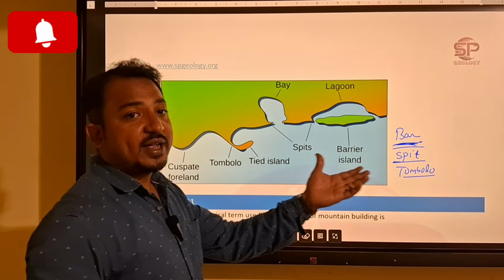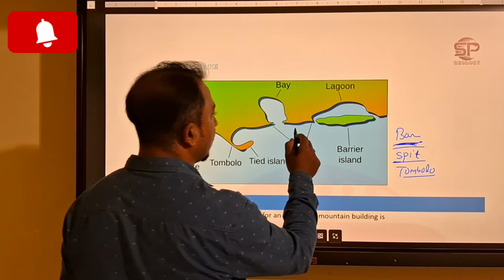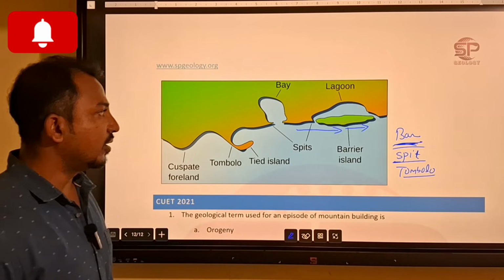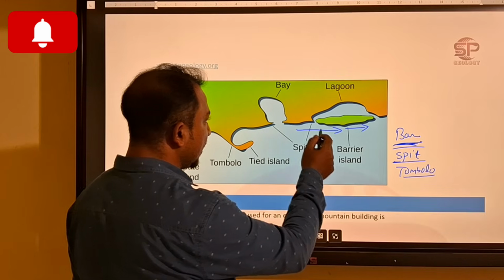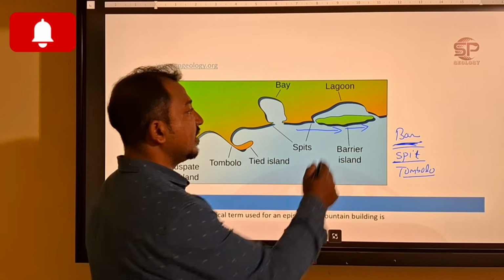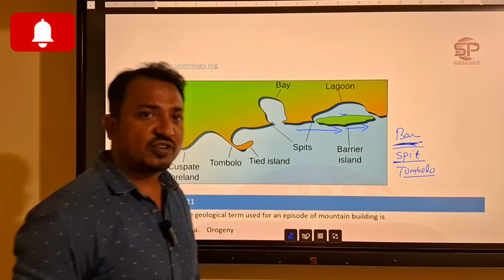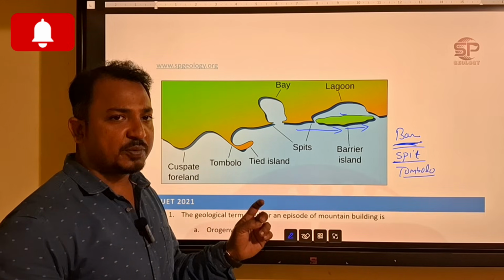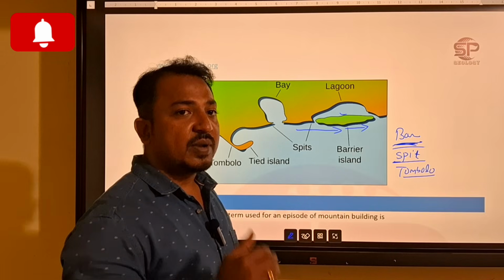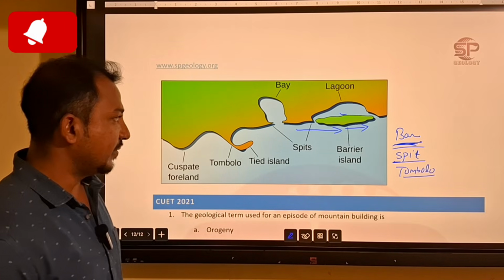So a bar is produced by a longshore current, where there is a current flowing parallel to the ocean coast, or beach, that is called your longshore current. Because of the longshore current, you will get deposition of small sand, small reeds type of deposition, that is a bar, and when that deposition forms above the sea water, that is called a barrier.